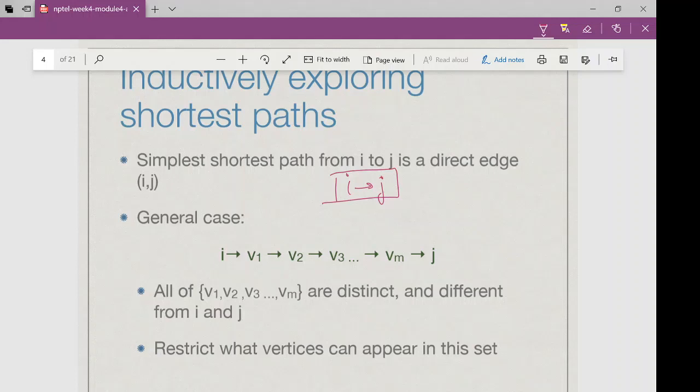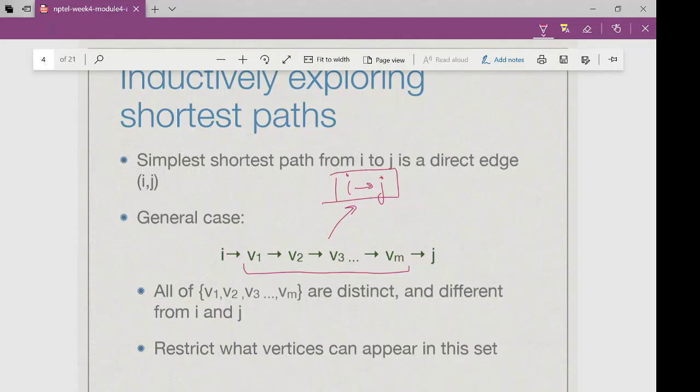Why are we considering them different from i and j? If none of these vertices come in the path, it leads us to the base case, that is a direct edge. Now how will we proceed? We will proceed by restricting what vertices can appear in this set.